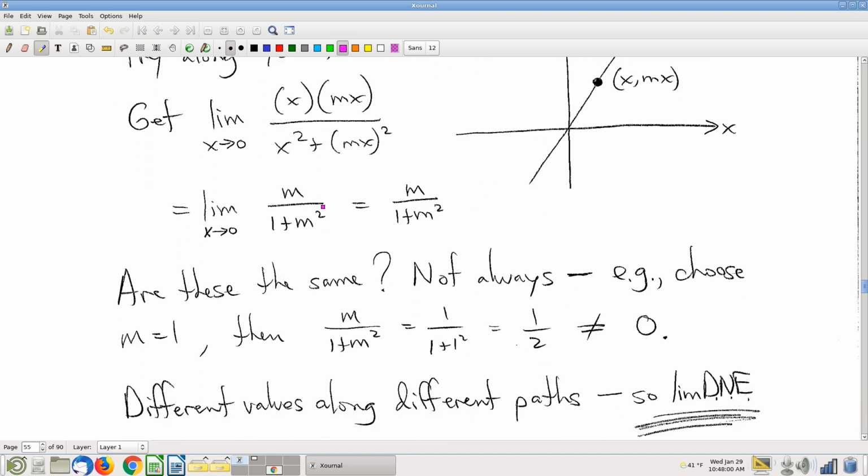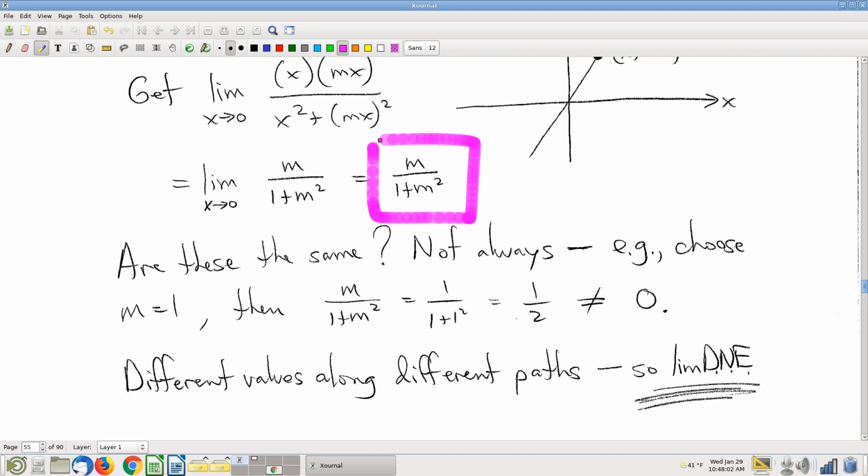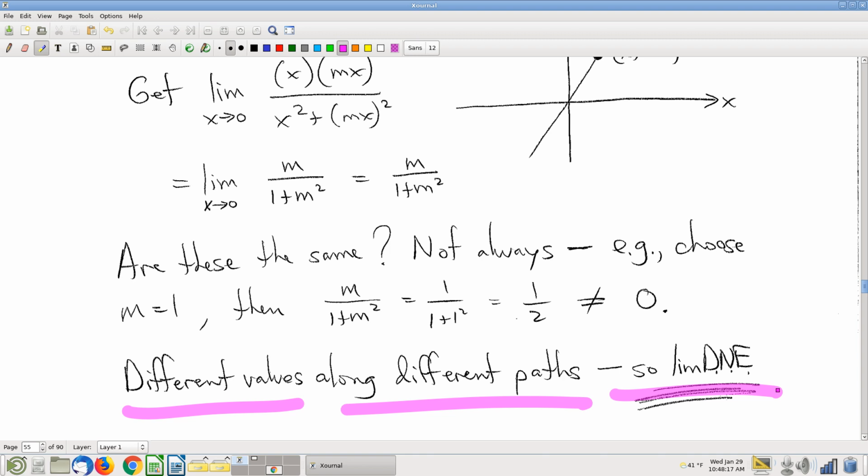And by the way, then notice that, again, I don't even need that 0. I could just plug in 2 different values of m. I could plug in m equals 1 and m equals 2. Or I could plug in m equals 1 and m equals 0, which is, again, effectively equivalent to what we just did. Okay, different values on different paths. Limit does not exist. I don't have any responsibilities to check any more curves.